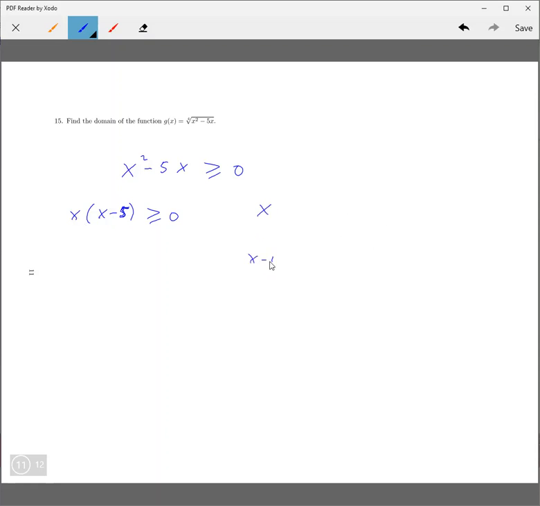So the way to analyze this would be, okay, here we have 0, here we have 5. That's where these terms are equal to 0. This term is 0 when x is 0. This term is 0 when x is 5. Now, this is the number line. Over here, you have values that are less than 0. If x is less than 0, then x is negative, and x minus 5 is also negative.